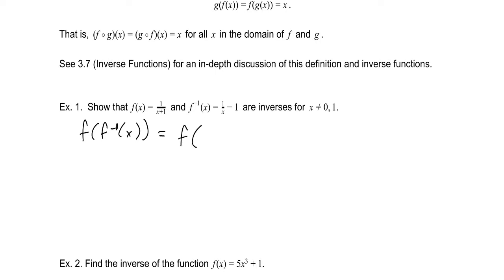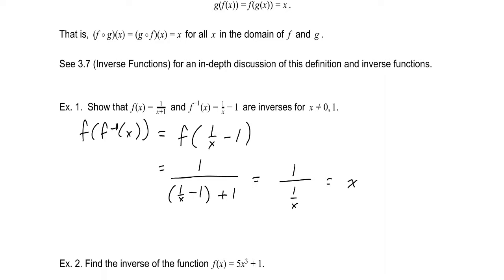Alright, so that'll be f of 1 over x minus 1. So our input into the function f will be 1 over x minus 1. So it's 1 over input plus 1. Inputting that, 1 over x minus 1. Simplifying this, we get 1 over x because we have minus 1 and plus 1, and then that is x. So these two are inverses because composed with each other, we get the identity function.